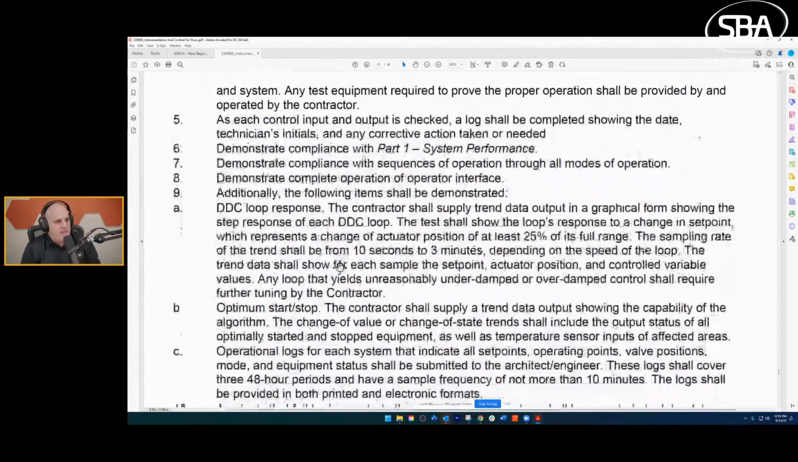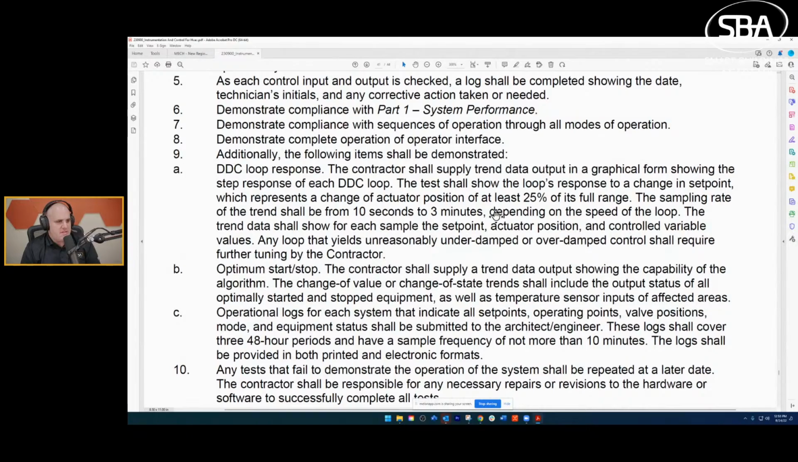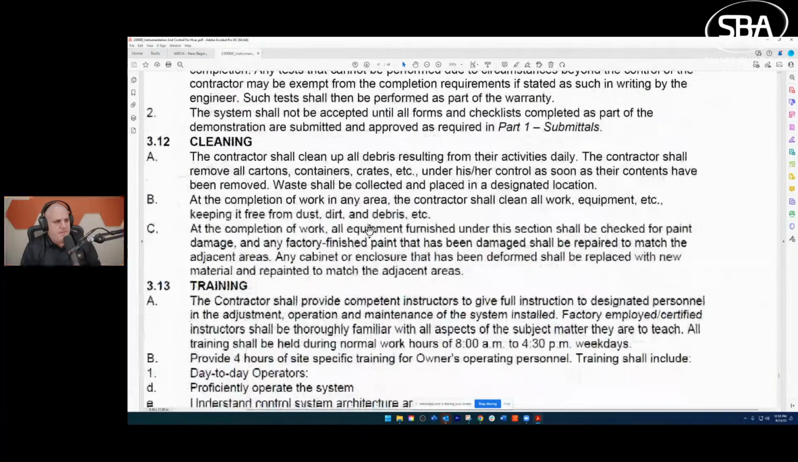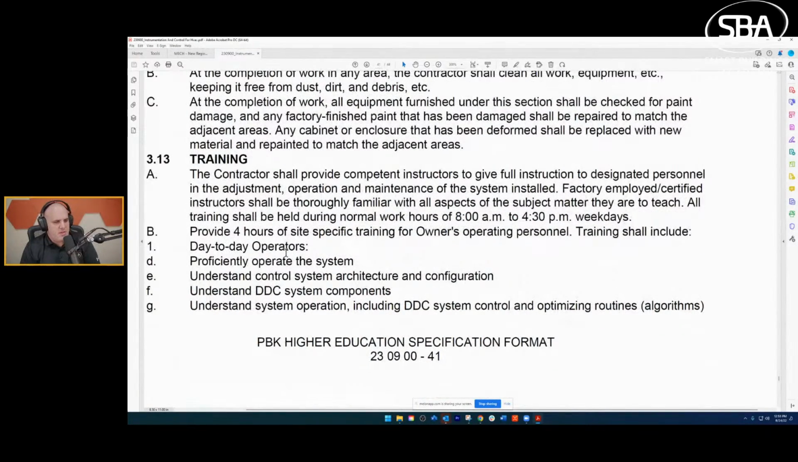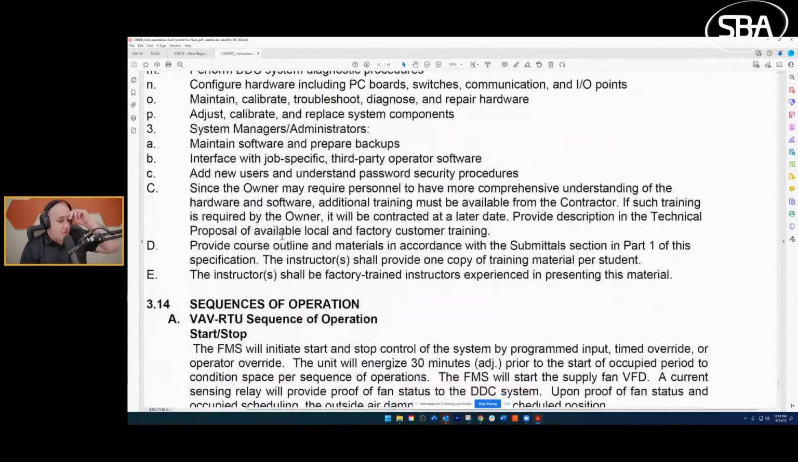Then finally, it talks about the different performance tests we're going to have to do: loop response, optimal start, logs, etc. Cleaning, basic stuff. And then training. We have to provide training. What do we have to provide training on? Here it is. It needs to cover all these things.